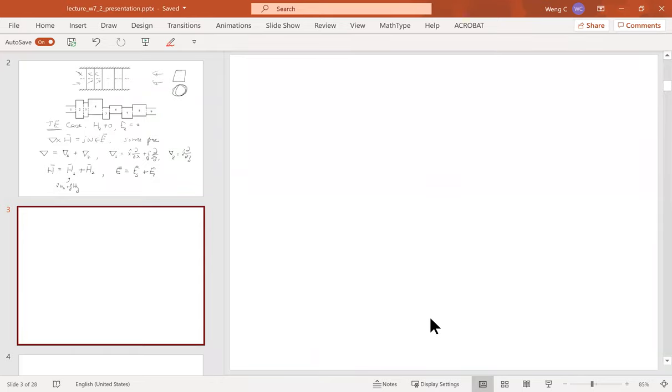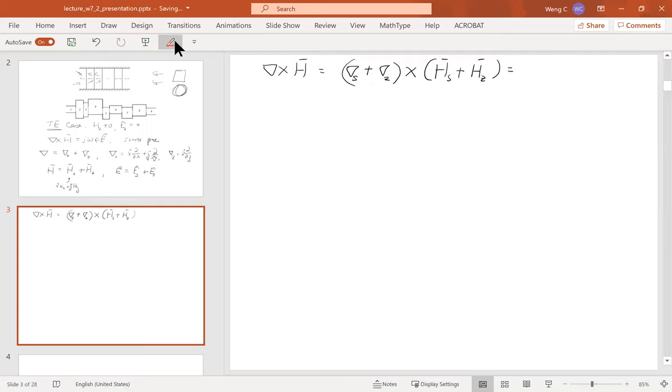So we're going to separate terms. We see that curl of H now with that decomposition can be written as the transverse part plus the longitudinal part curl with H, which consists of the transverse part plus the longitudinal part. And all this should be equal to J omega epsilon E, okay? Which again would be J omega epsilon E sub S plus E sub Z.